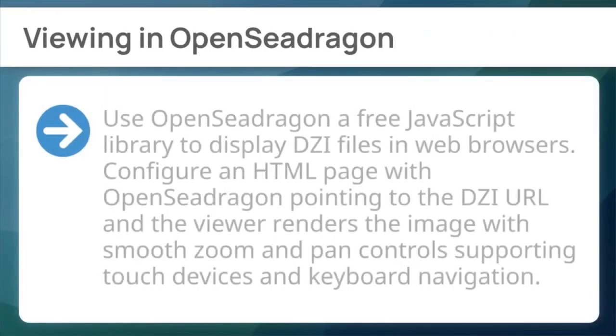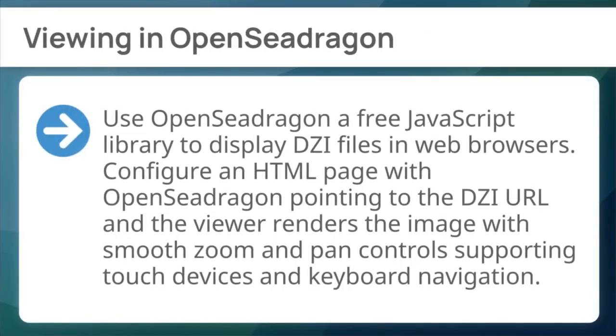First, viewing in OpenSeadragon. Use OpenSeadragon, a free JavaScript library, to display DZI files in web browsers. Configure an HTML page with OpenSeadragon, pointing to the DZI URL, and the viewer renders the image with smooth zoom and pan controls supporting touch devices and keyboard navigation.